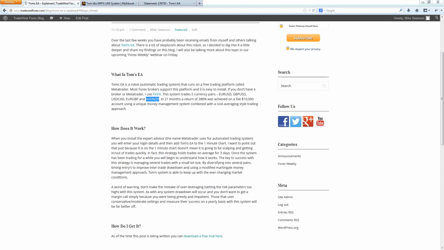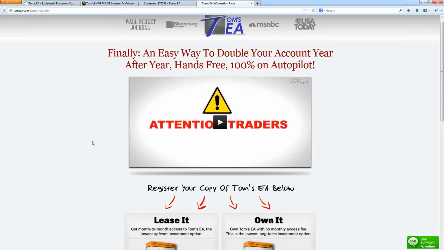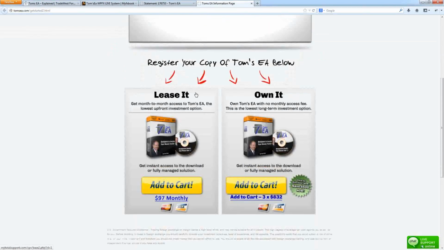Okay, so here's the order page link. I'll just go ahead and show you guys what they've got here, for those of you who are wondering what it costs after the demo. So here it is. What they did here is they gave two options. You can either lease it for $97 a month or own it.